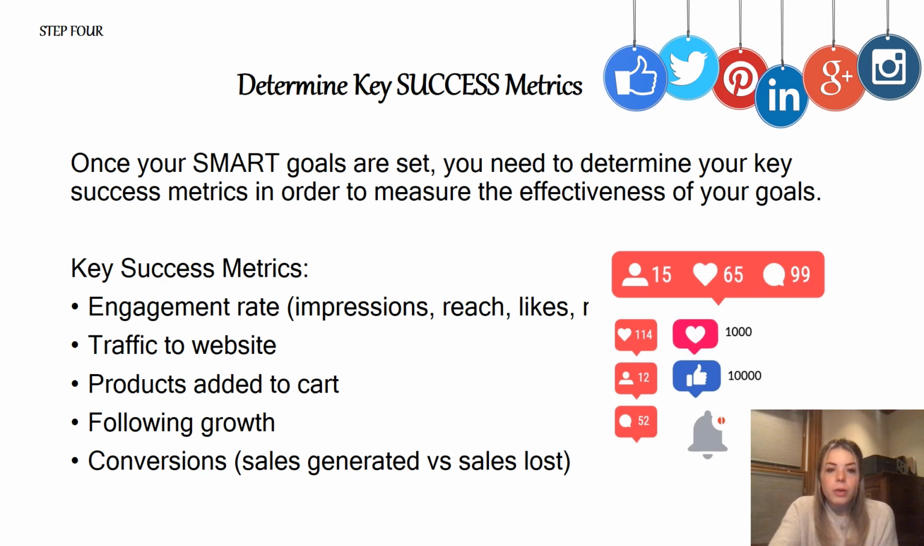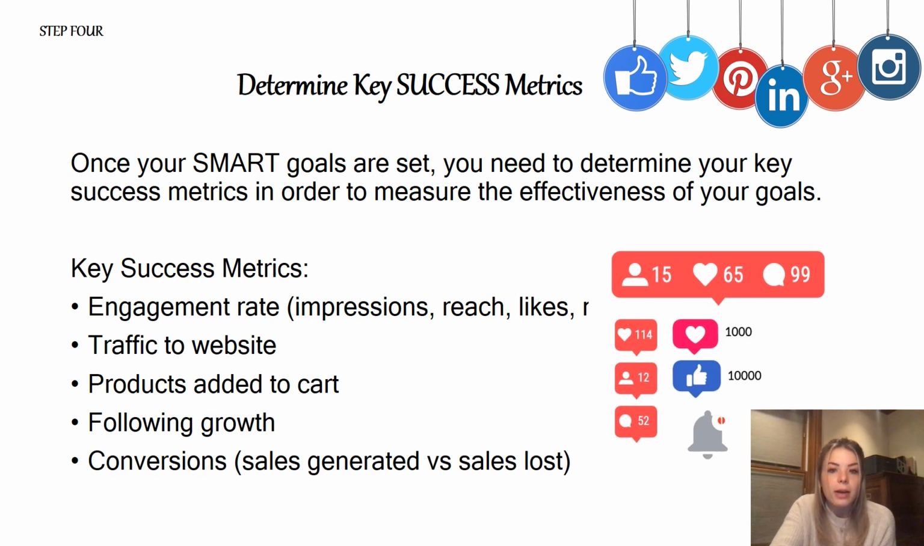So once your SMART goals are set, the next step is to determine your key success metrics. Metrics help you quantifiably measure the success of a marketing plan as they display how the campaign is progressing against key performance indicators. Essentially, it helps you to determine and measure how effective your campaign is against your goals, which helps you to determine if your efforts are paying off. These metrics should be straightforward, and based off your goals, these metrics will differ.